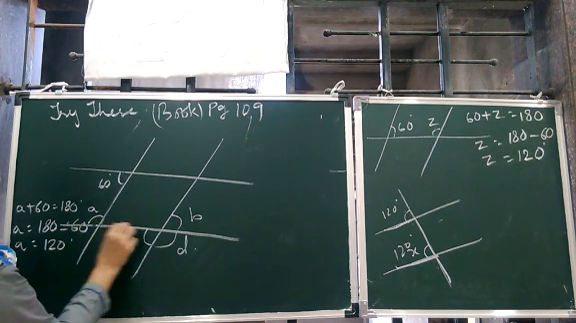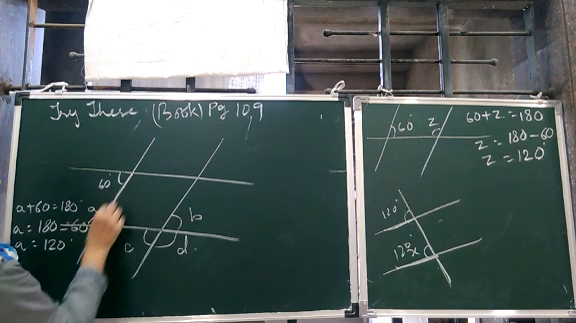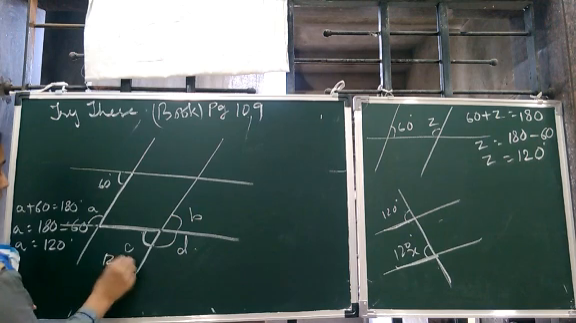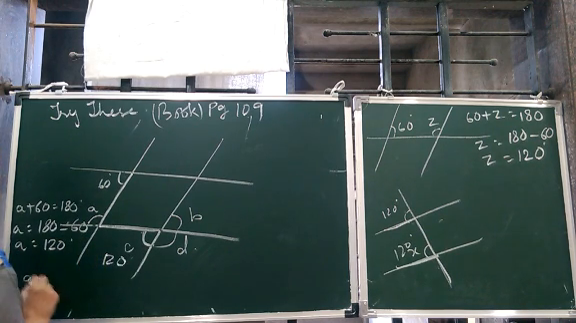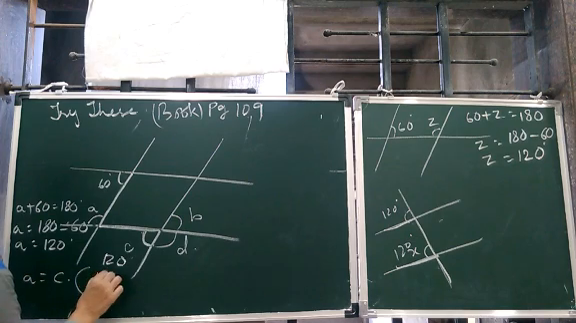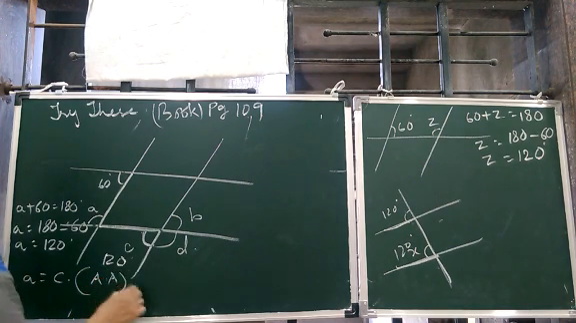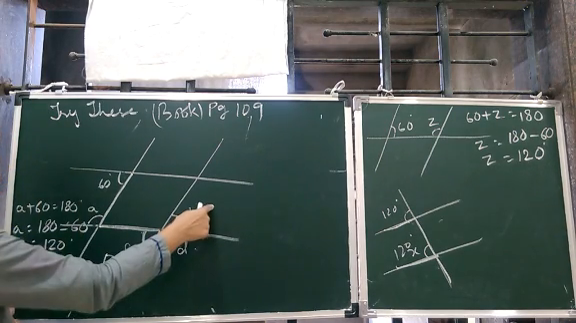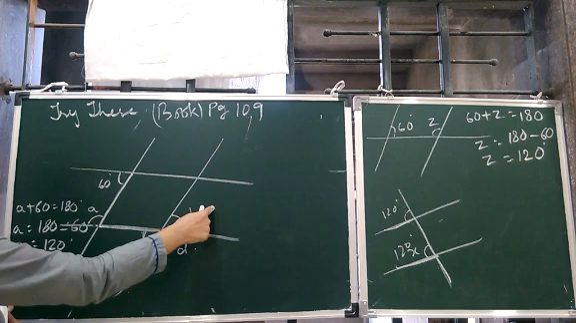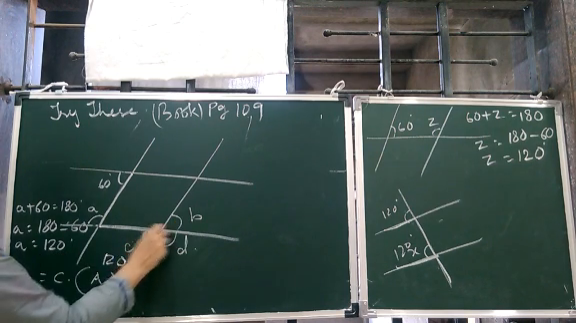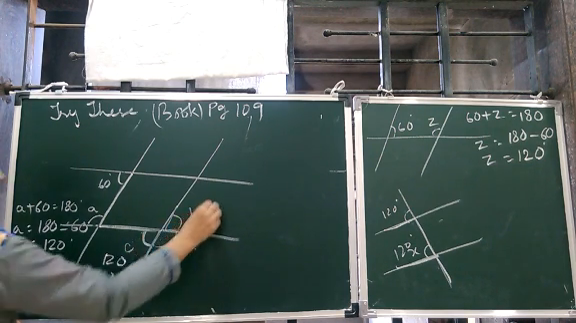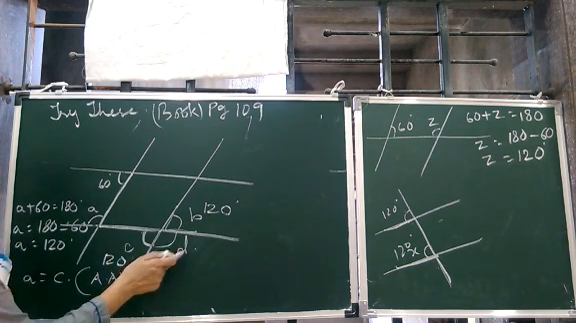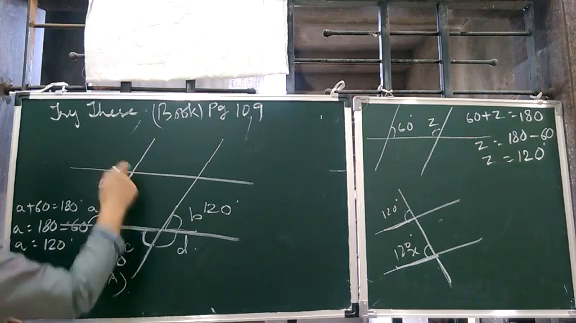Now it is forming a Z here. You can see. So C will also be 120 degrees. C also 120 because A is equal to C, alternate angles. Yes. Now C is 120 degrees. So B also will be 120 degrees. Can you tell me why? You can see vertically opposite angles. So this is also 120 degrees. And they are linear pair angles. Yes. So D will be 60 degrees.